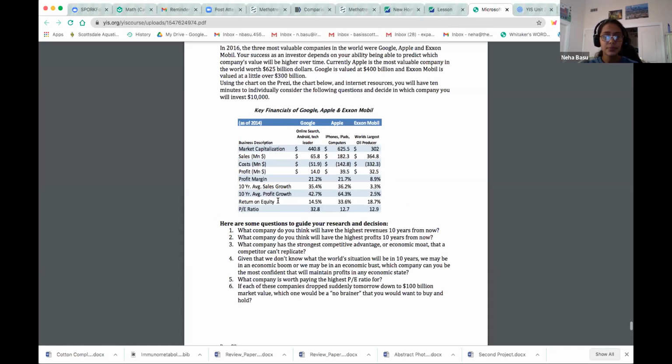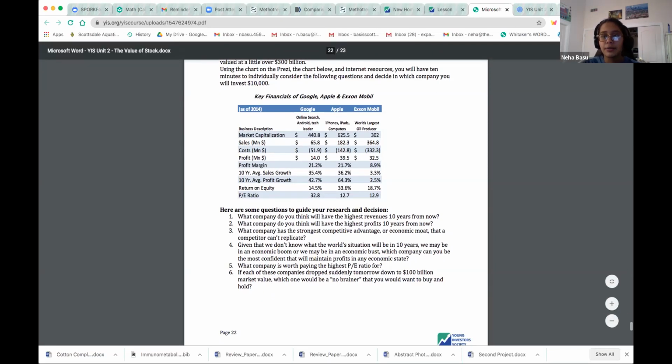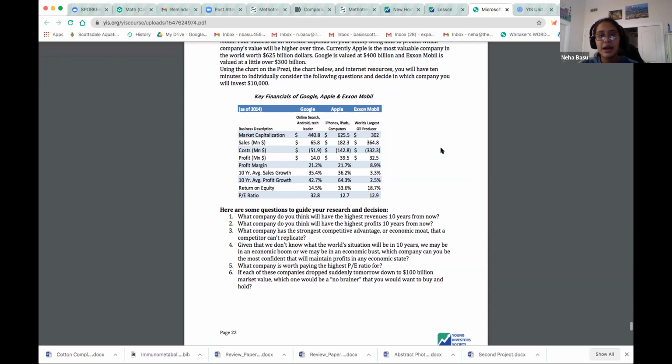So these metrics are pretty related to each other, because a high growth is going to mean that you'll have high return on equity and you'll have a high PE ratio. So I think that was around those few minutes. So does anyone have any ideas about, let's start with number one. What company do you think will have the highest revenues 10 years from now? Does anyone have any ideas about that?